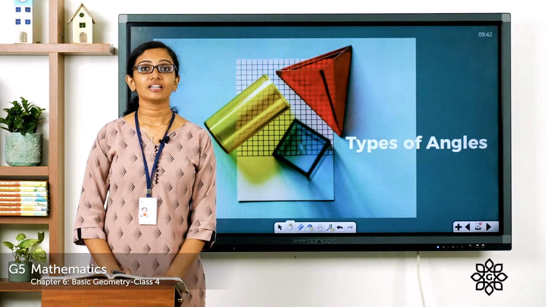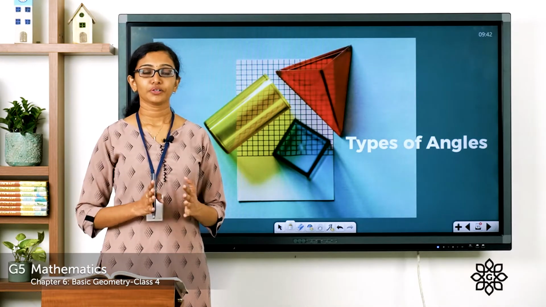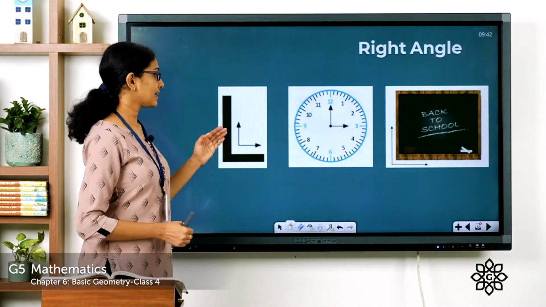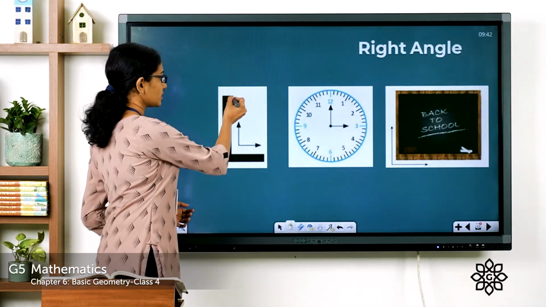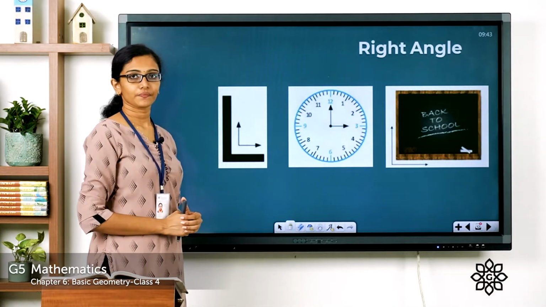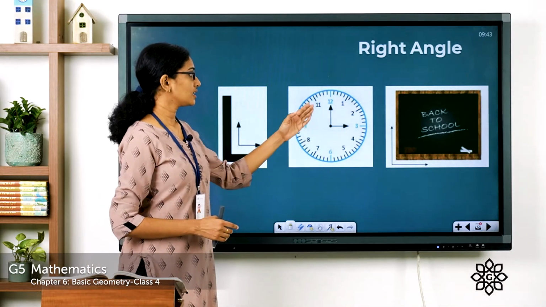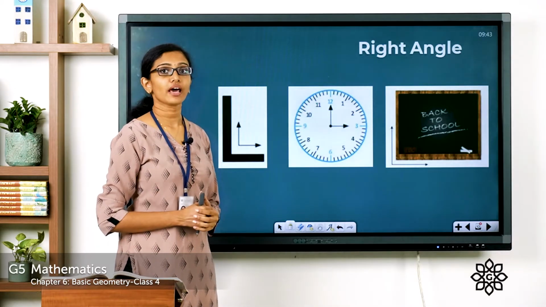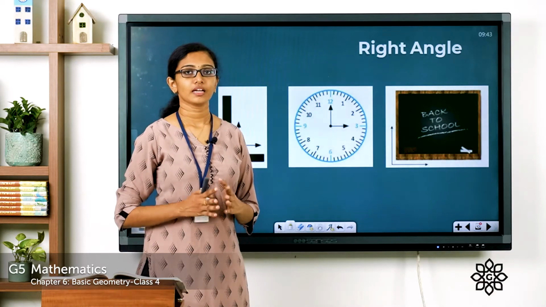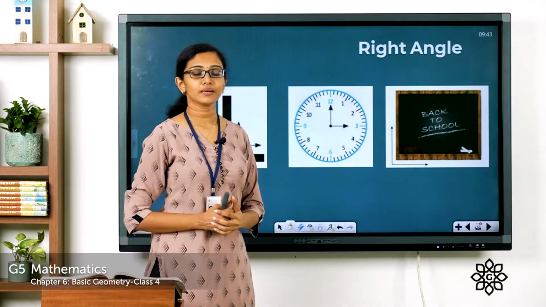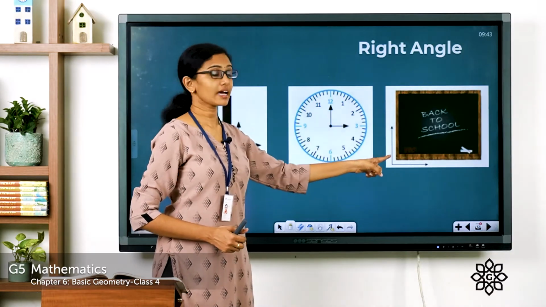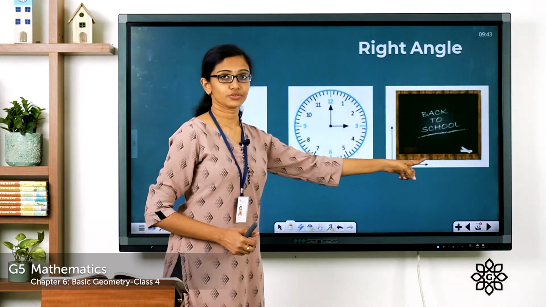Today, let's learn the types of angles. You see the pictures given here? See the English letter L. You see, there is an angle formed between these two lines. In this picture, the minute hand and the hour hand of the clock form an angle between them. And in the third picture, you can see a blackboard. See the edges? There is an angle formed between these two lines.